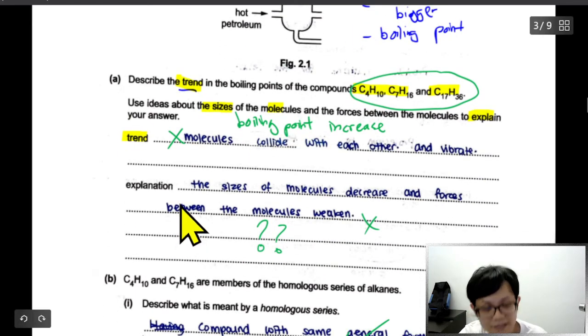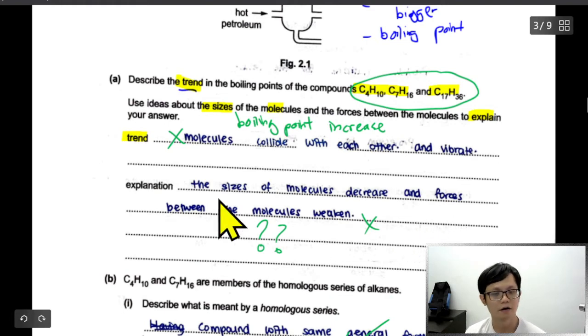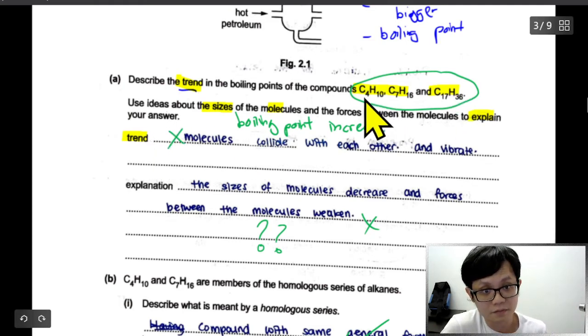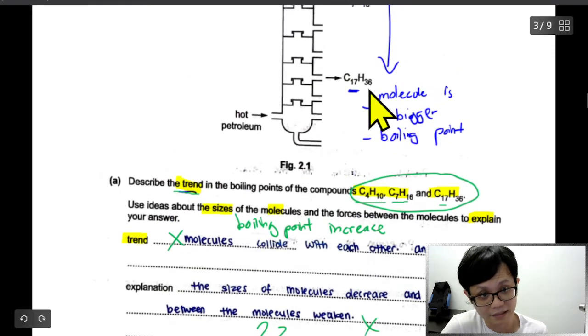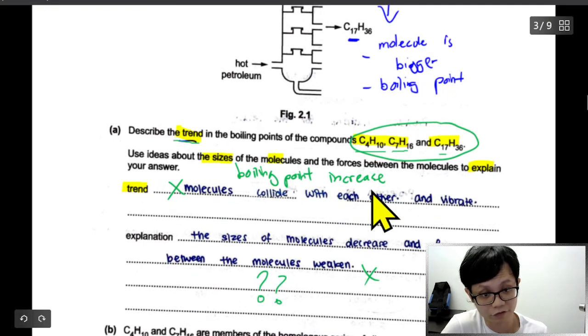Why? Actually, the examiner may give this correct, but I just say wrong because it's easier for me to mark. What do you mean by trend? Trend means the pattern. Explain the pattern of C4, C7, C17. So the pattern we can see is that the boiling point increases. You get 1 mark if you write this.